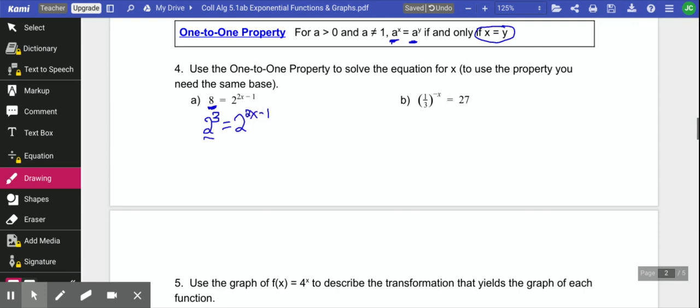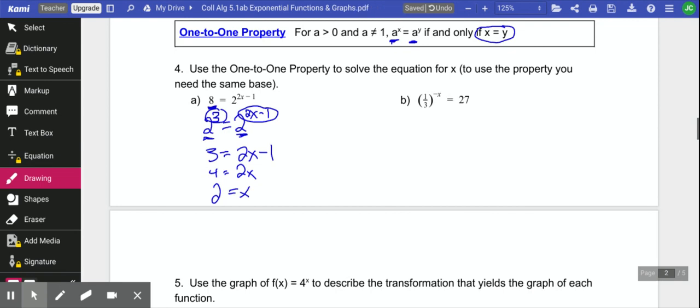And now, since my bases are equal, I can just ignore them. They don't really cancel out, but I can ignore them and say, look, if the bases are equal, that means the exponents have to be equal. So 3 equals 2x minus 1. And we can finish solving that for x. So x turns out to be 2.